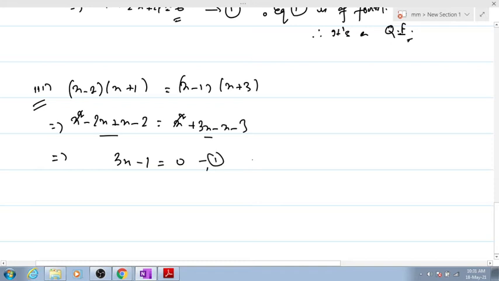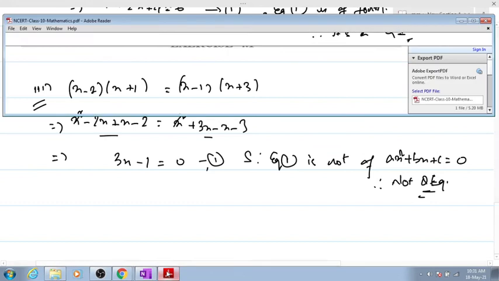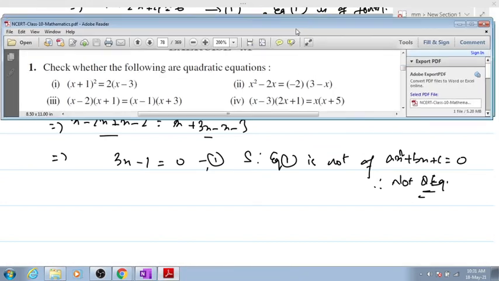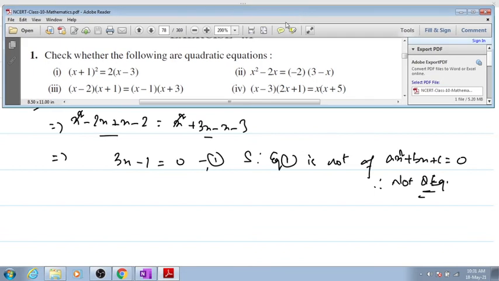Now you'll name this equation 1. Since equation 1 is not of the form ax square plus bx plus c equal to 0, therefore, not quadratic. People who are done with this will move on to the 4th and 5th one. Has everybody understood this? Kindly copy it down. If you are done with this, tell me if question number 4 is a quadratic equation or not.